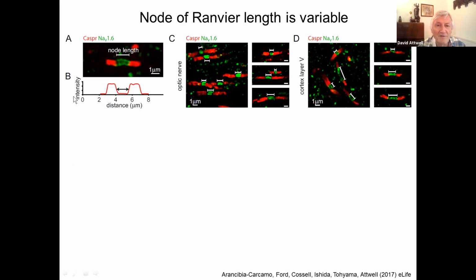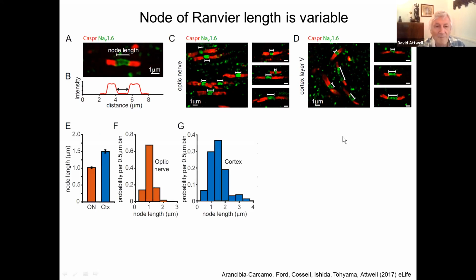And if you look either in the optic nerve or in the cortex, as here, you find that just looking pretty much anywhere, there are lots of different node lengths. Here's a short one, here's a long one in the optic nerve, and the same in the cortex. I've stacked some different length ones up here.